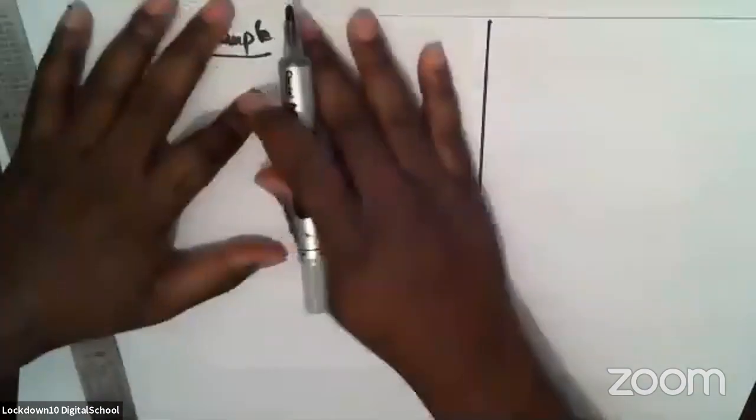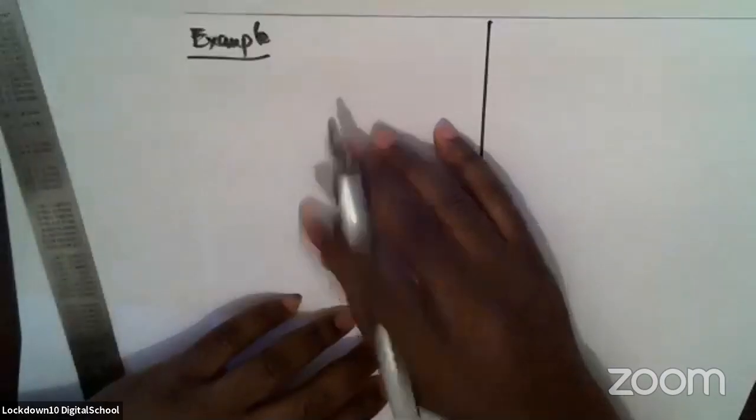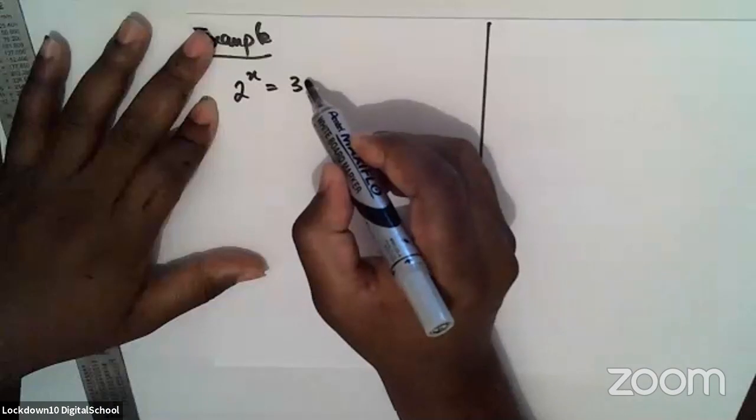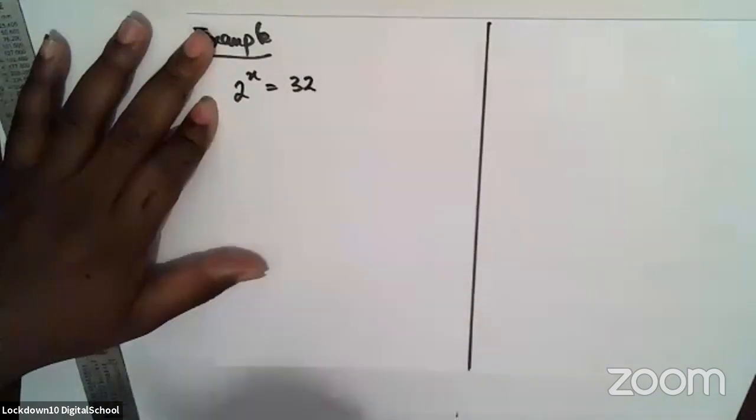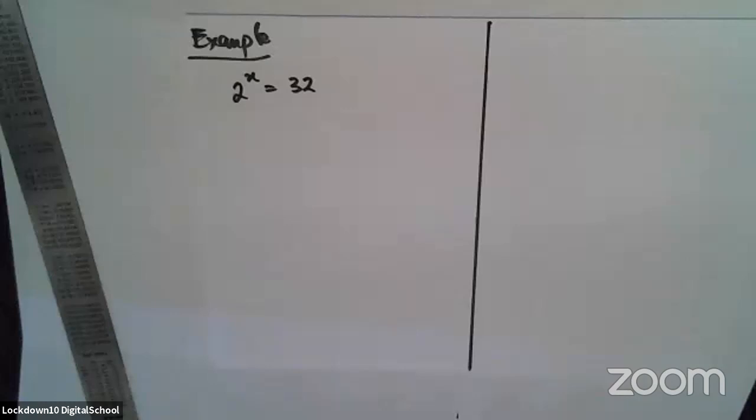If I have 2 to the power x is equal to 32, and I want to solve for this.